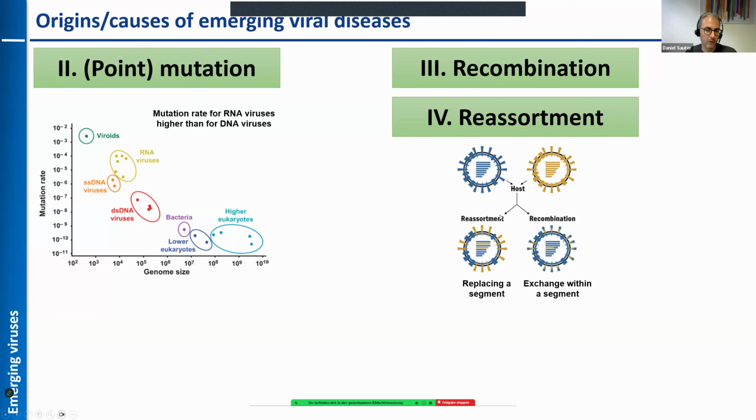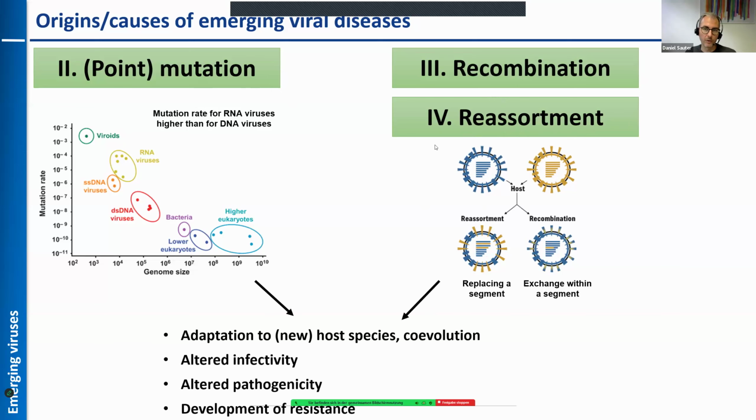So there's no breakpoint in a segment where a new chimeric segment is formed. It's just a different assembly or packaging of different segments. And you can imagine that these processes, recombination and reassortment, in contrast to point mutations, have a much larger impact on the newly produced viruses and on viral evolution.